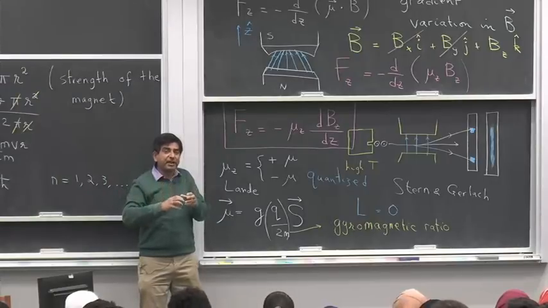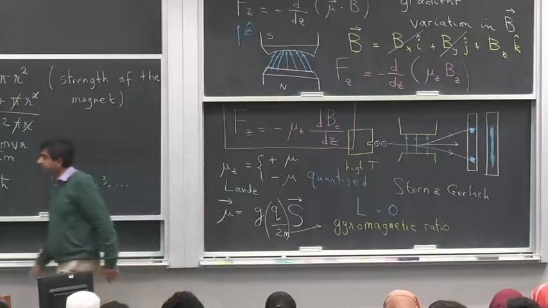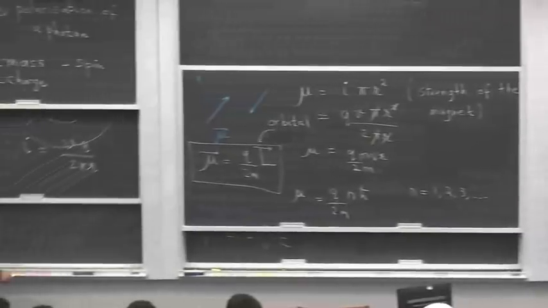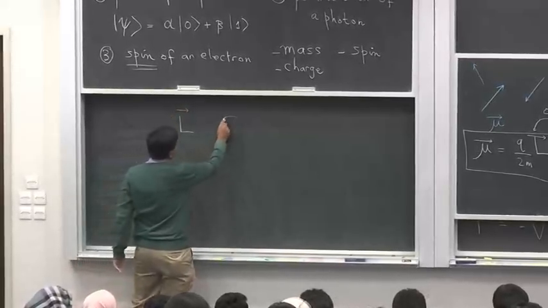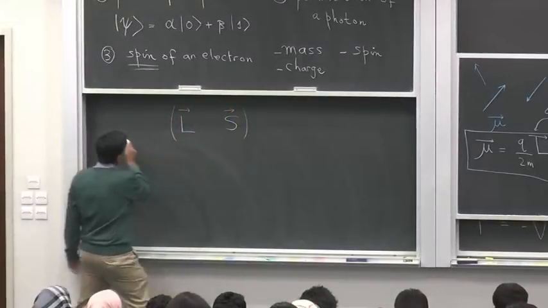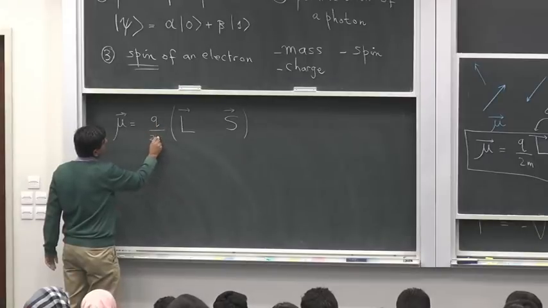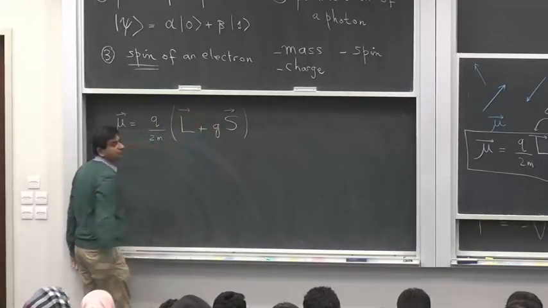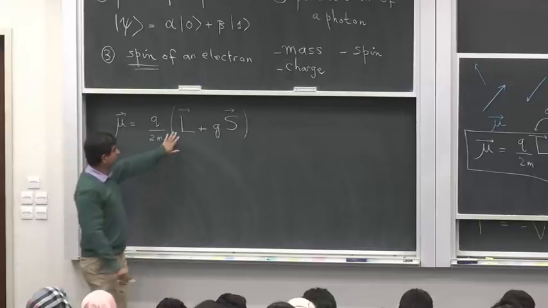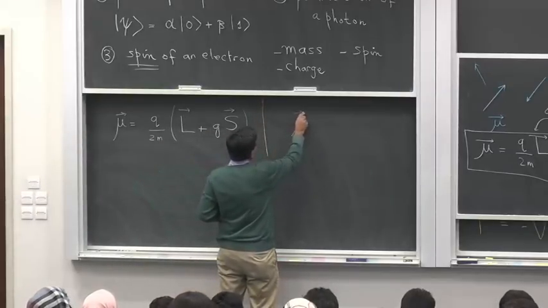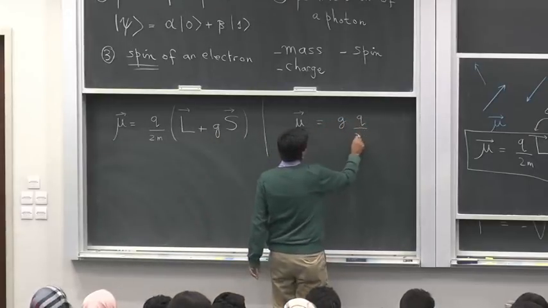Alright? So if an object has both orbital angular momentum as well as spin, both of these factors contribute to the magnetic moment. Both of them come with Q over 2m, L plus a factor of g, S. If L equals 0, then we have the magnetic moment purely due to the spin: g, Q over 2m, S.